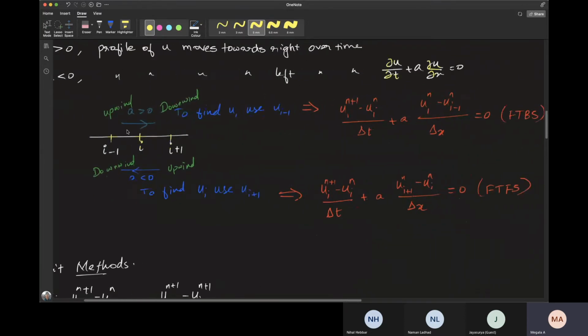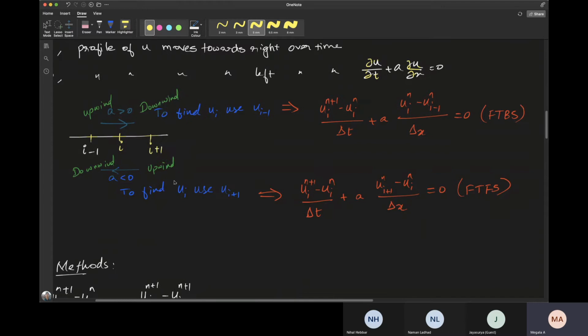Suppose a is less than 0, then the upwind direction is this. So things are moving towards the left over time. So if you want to evaluate something at the ith point now, at this time step, you want to look at the value of u at the i plus 1 point in the previous time step. So you go about using i plus 1 here.